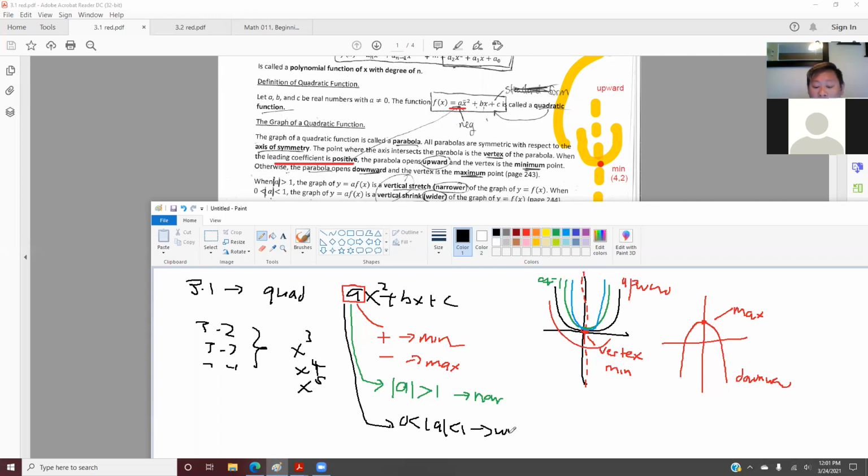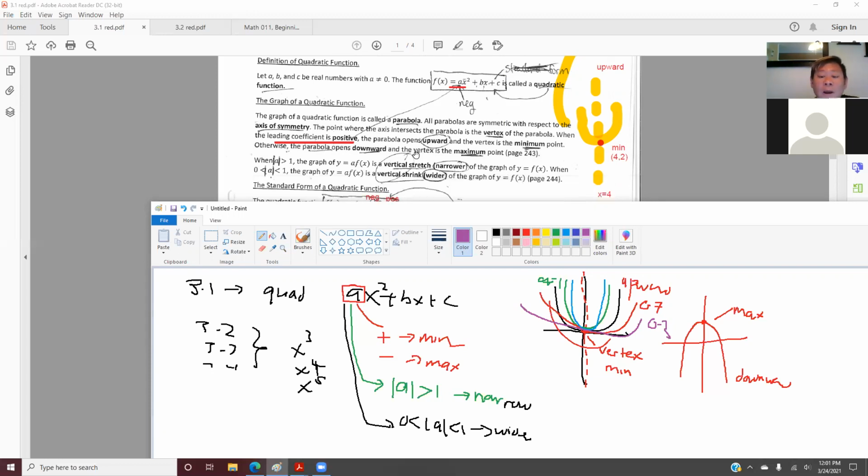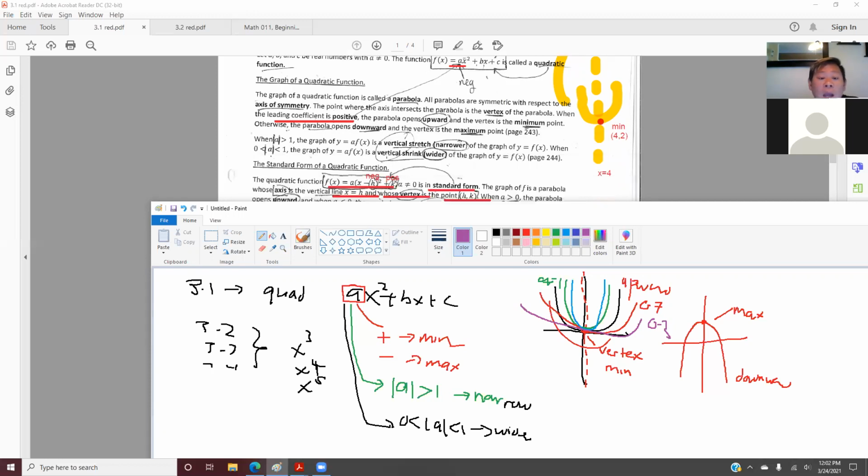Then you will get wider. So for example, if A is 1 for the black one, then this red one has A equal to 0.7, and the purple one has A equal to 0.3. So the smaller the A value, the wider it gets. Okay, so this is some basic stuff of quadratics.